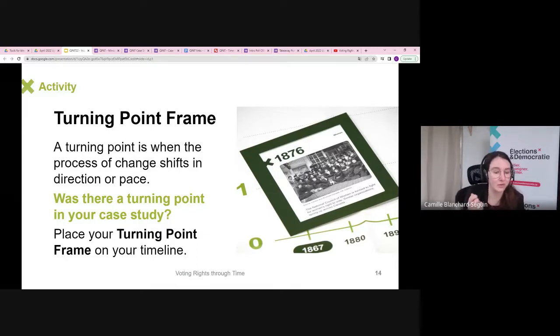So students have this frame that they put on what they see as the turning point of their story. So thinking about when things start to change in direction or pace, where all of a sudden lots of things were happening. So we invite them to have a further discussion on this, again looking to get them to have a conceptual understanding of what a turning point might be in history.